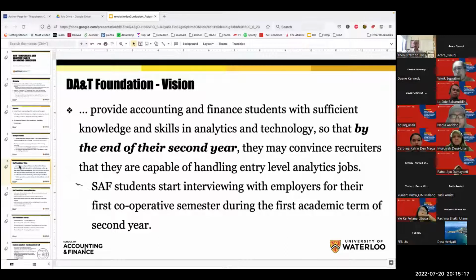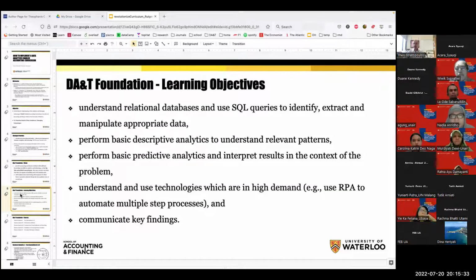Now that you know the objective, the vision at the high level for our graduates, we know what our vision is for our second year student. Let's move on now and start thinking about what kind of learning objectives we need to establish if we want to make sure that second year students can step into an interview and convince the hiring manager that they are capable of handling entry-level data analytics jobs. So these are the 5 learning objectives that we established.